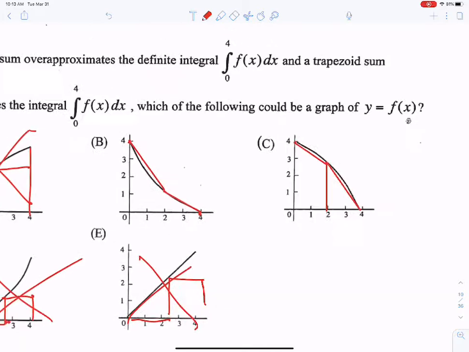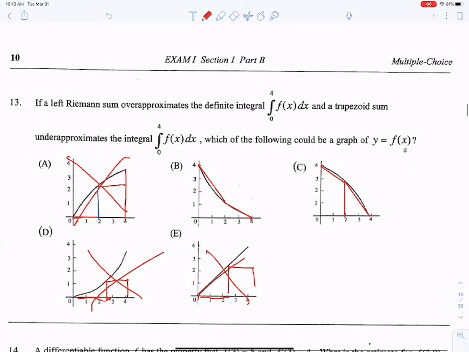So in this question, what did we want? We wanted an under approximation. So the one that would be an under approximation would be C. So between B and C, we're looking at letter C. In regards to number 13, are there any follow-ups?